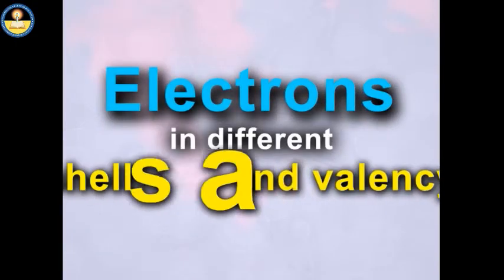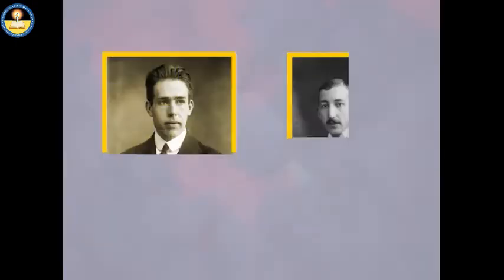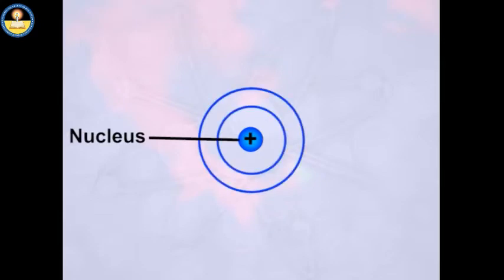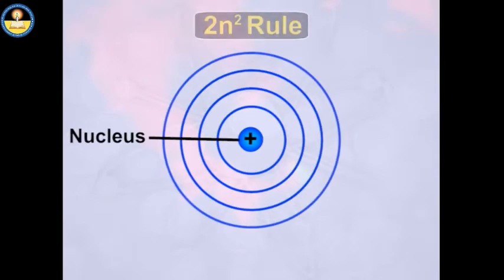Electrons in different shells and Valency. Bohr-Bury suggested that electrons are arranged around the nucleus in the shells of an atom according to a set of rules. The maximum number of electrons which can be accommodated in a shell is given by the formula 2n², where n is the number of the orbit or shell or energy level.